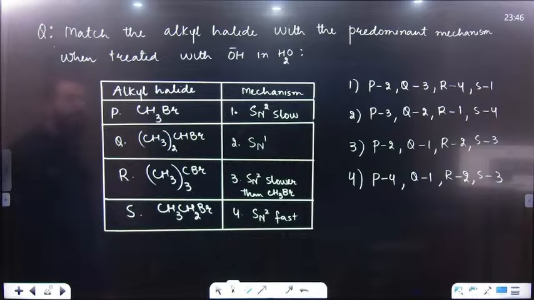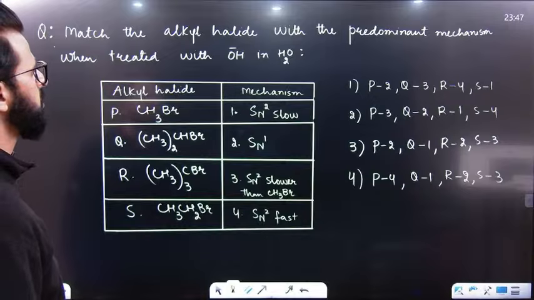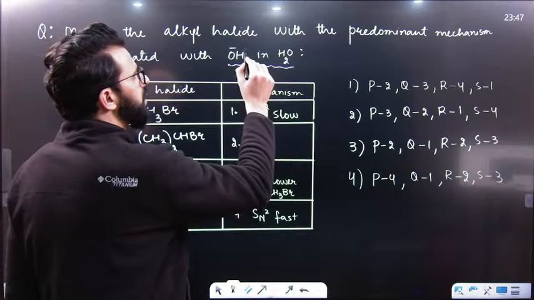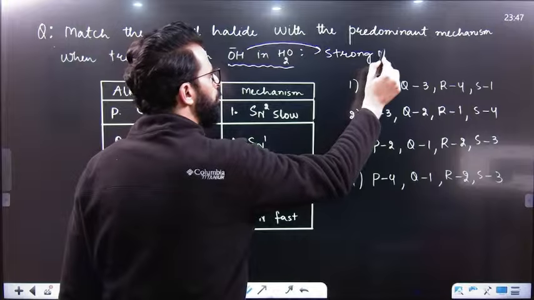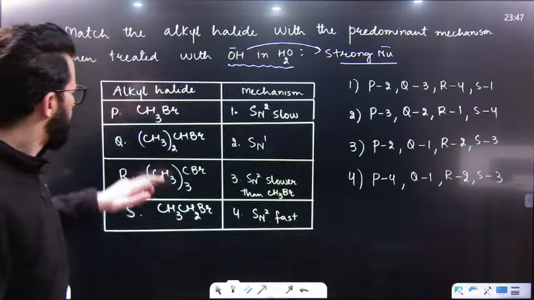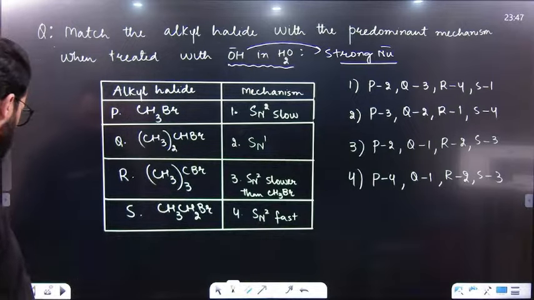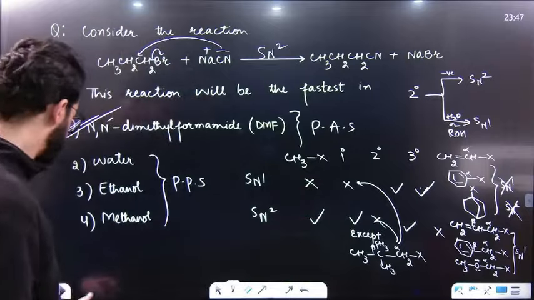Okay, match the alkyl halides with the predominant mechanism when treated with OH minus in water. When you use OH minus in water, that means you are using a stronger nucleophile. With methyl and 1 degree, they will always show SN2.